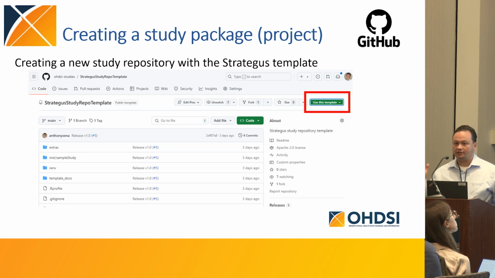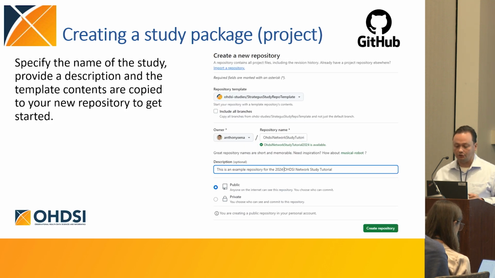So one of the OHDSI GitHub admins, who will remain nameless, but it'll probably be me or someone else, will go ahead and set up your OHDSI studies repo for you. And what we will do is use this Strategus study template repo to give you a starting place for your study. The way that's done is inside of GitHub, there's a button that says "Use this template", and we can create a new repository using that template, and it'll copy in all of the code that we're about to go through.